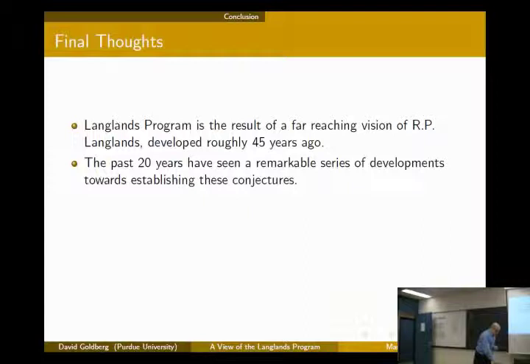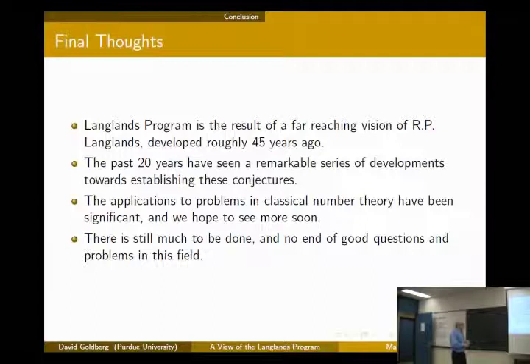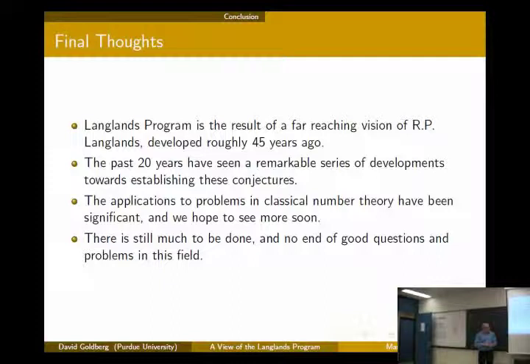For instance, estimates towards the Ramanujan conjecture have improved dramatically in the past 15 years. And again, not from where you might have thought they would come from when the conjecture was formed. So that's what I'm saying here: the applications to the problems of classical number theory are significant, and there's going to be more. This is going to keep happening for the next 15 or 20 years at least. There's a lot to be done, lots of good problems, and that's what makes it an interesting area to work in, because there's no end of good problems.